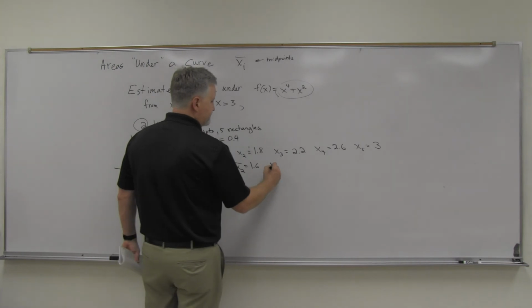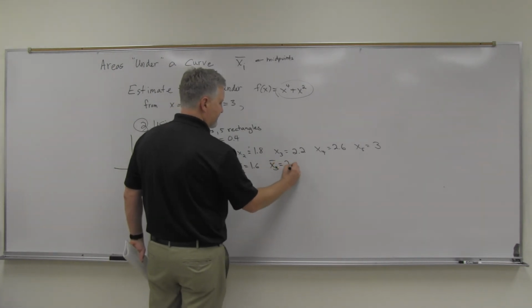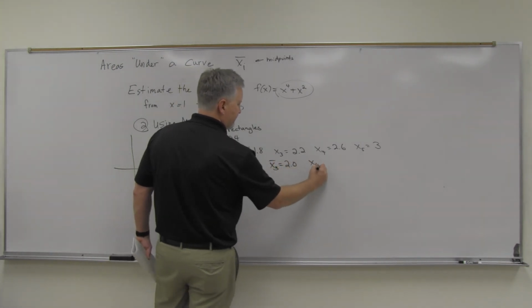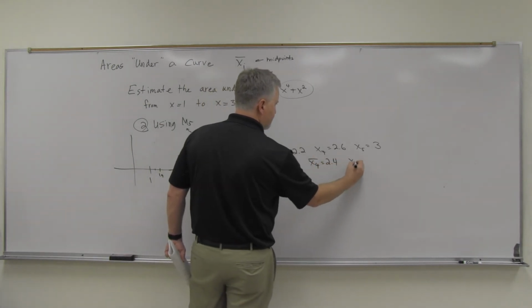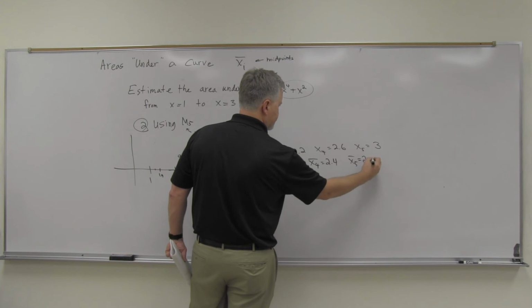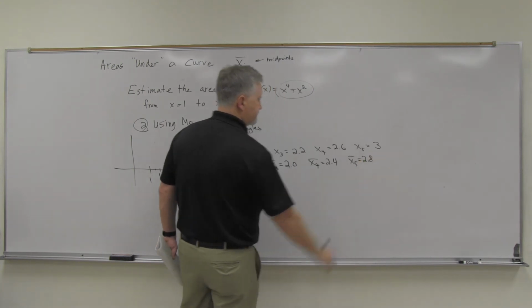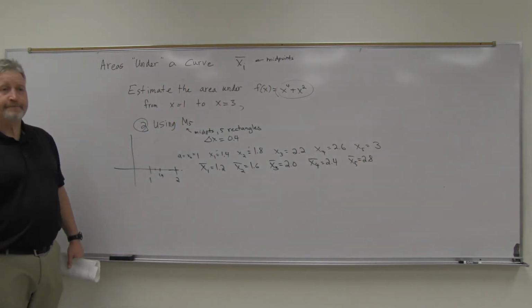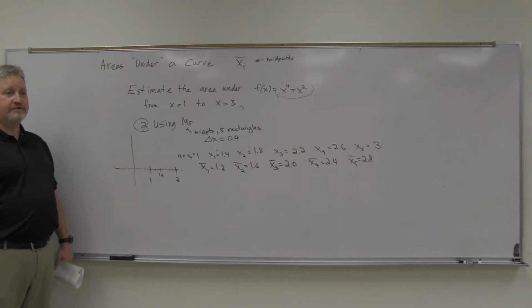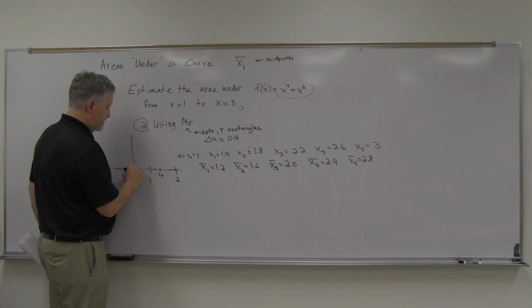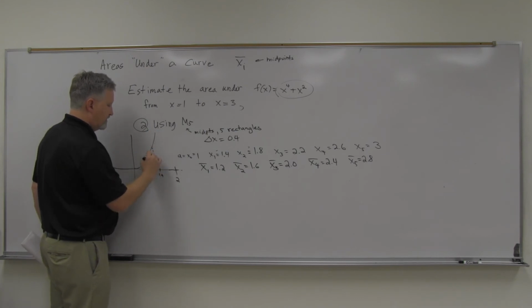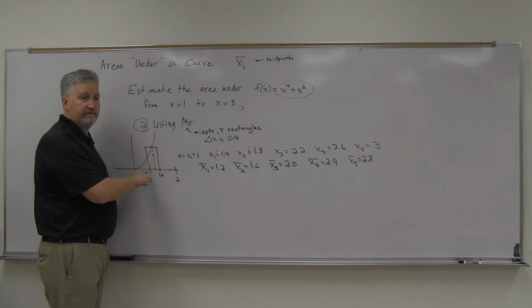You can, but another alternative here, 2.0 would be the third midpoint. The fourth midpoint would be 2.4. And then the fifth midpoint is, of course, 2.8. Okay? All right, so now that's going to give me whatever my function looks like. That's going to give me my height. I go up at that function value to get the height.